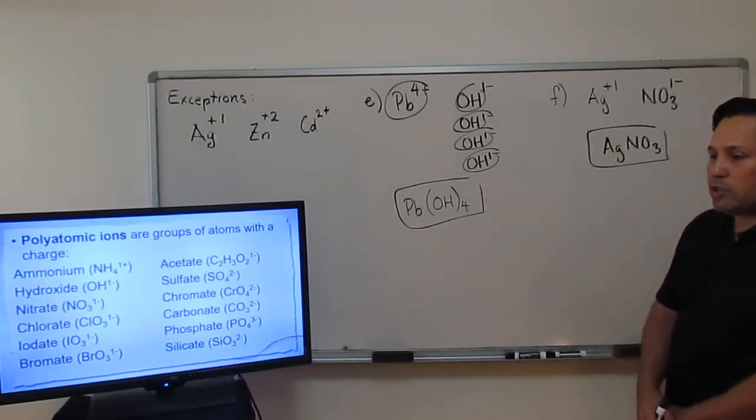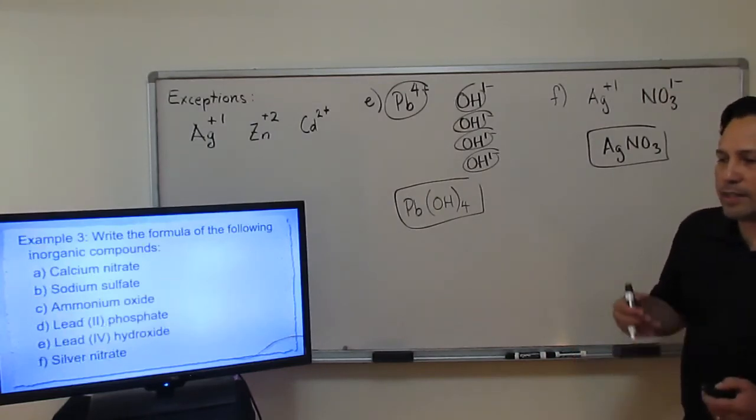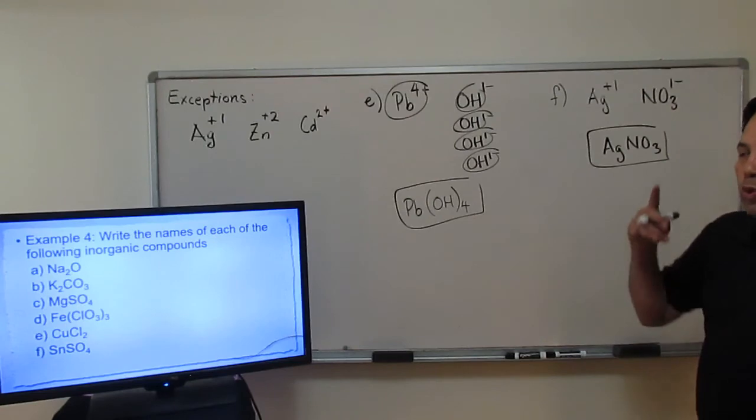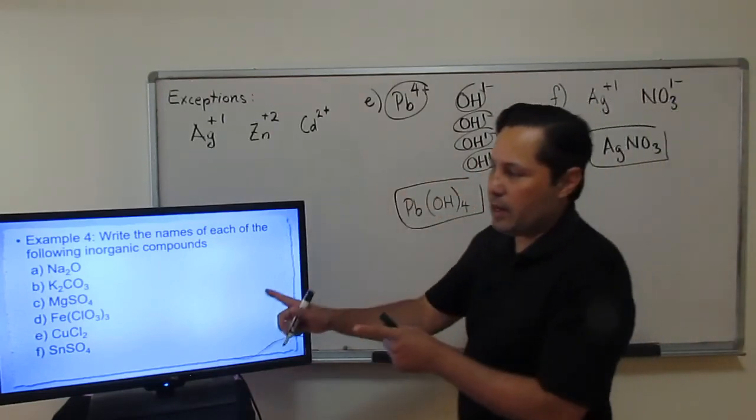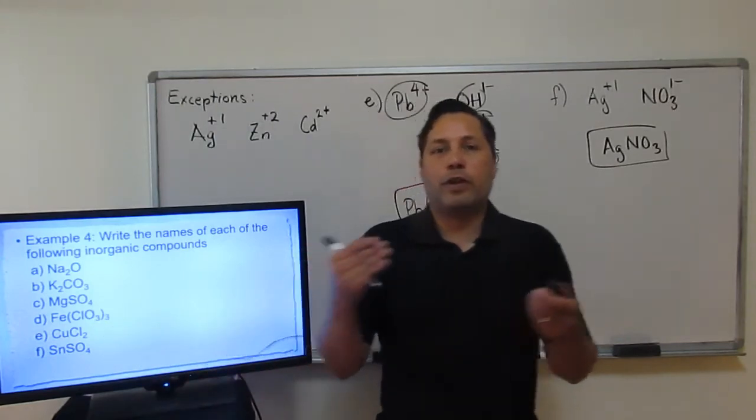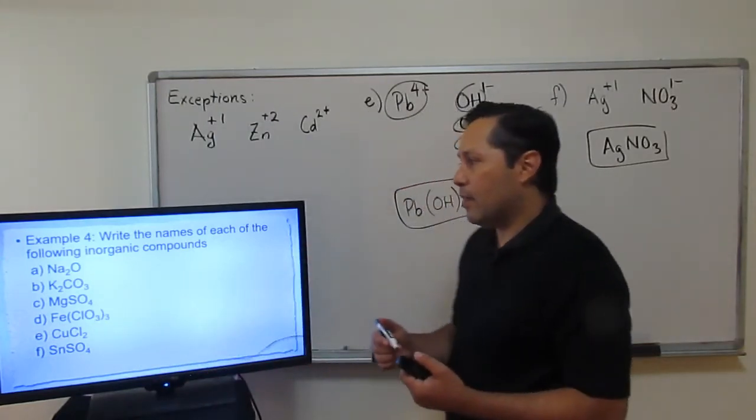Alright, so those are polyatomic ions. Now for our next example, we're going to go ahead and move along and do the opposite, which in this scenario, they give you the formula, and now you have to figure out what is the name of it.